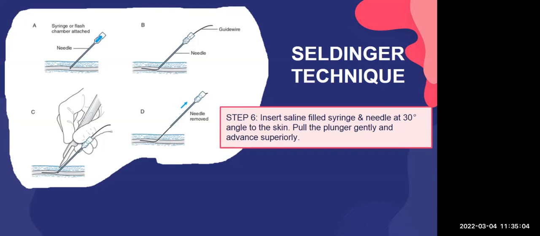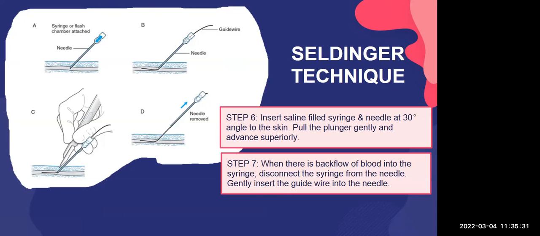The needle insertion into the skin must be 2 to 3 centimeters below the inguinal ligament, and towards the vein, it must be 1 to 2 centimeters below the inguinal ligament. Then pull the plunger gently and advance superiorly in line with the leg. When there is a good flow of blood into the syringe, stop the suction and disconnect the syringe from the needle. Then gently insert the guide wire into the needle like this.